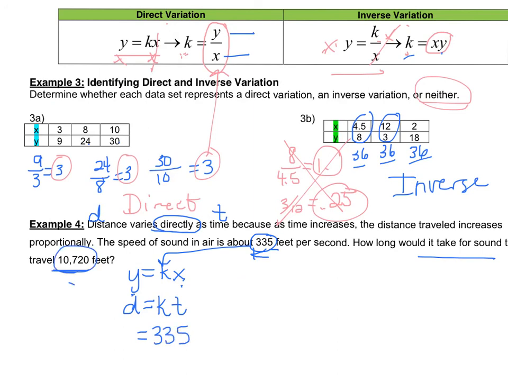And they told us the distance it travels is 10,720. All we need to do is figure out how long. We're trying to figure out the time. So one step to solve this, divide both sides by 335. And when you do that, you get the time it takes is 32 seconds.